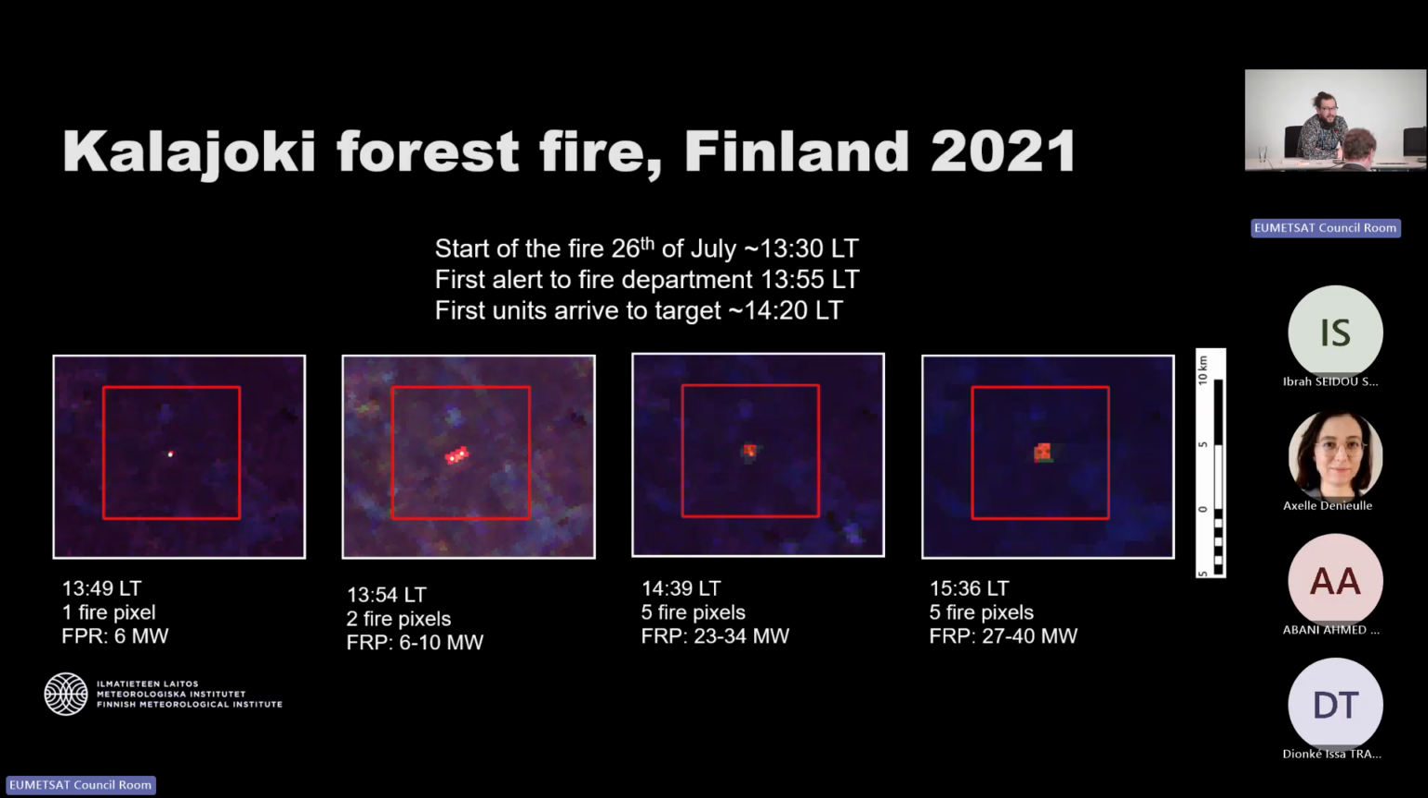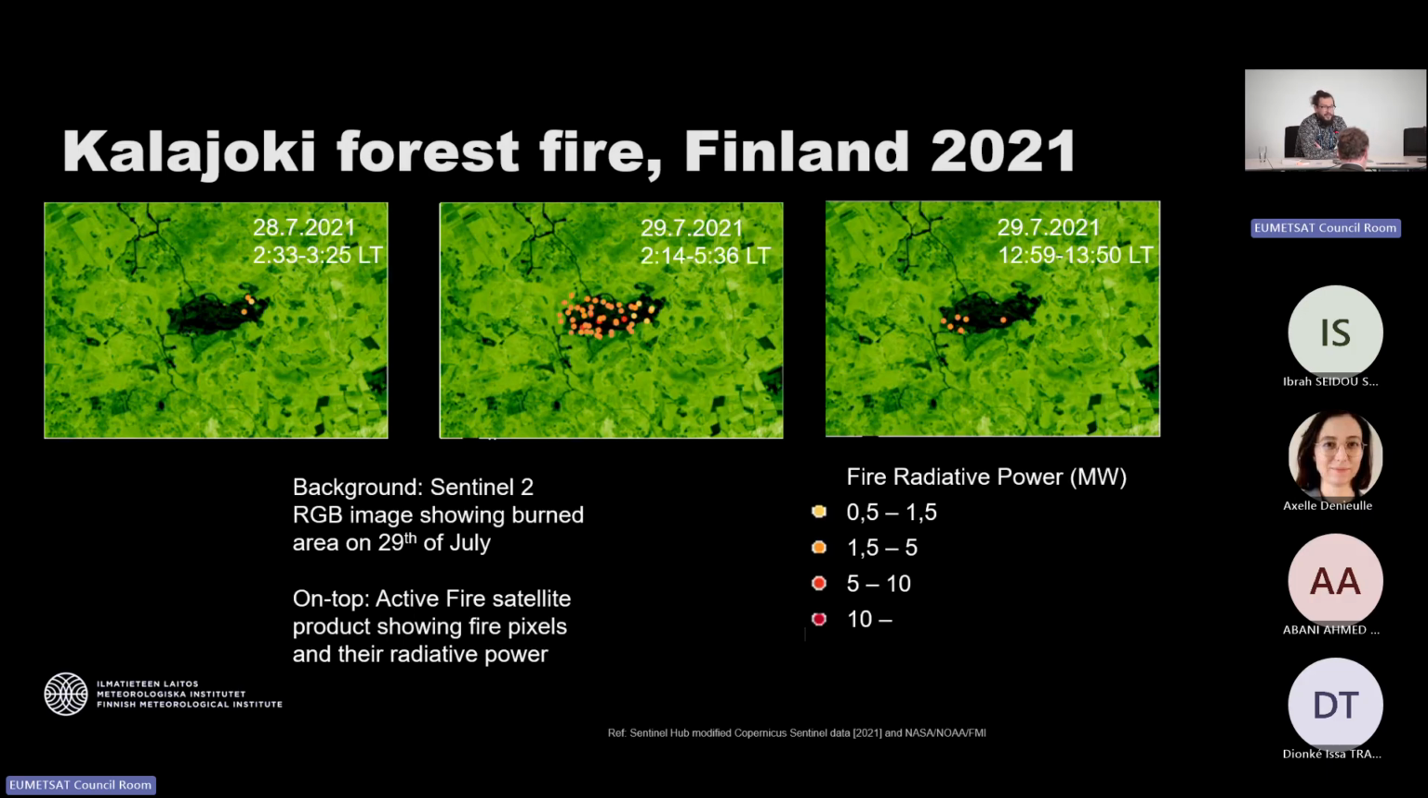It was maybe about 20 minutes after the fire started that the first alert for the fire service was issued. It was a very remote place, so it took some time until the people and the satellites noticed the area. And this is the same area, with a background image of the burned area. It's a Sentinel-2 image, and the dark color is basically the burned area.